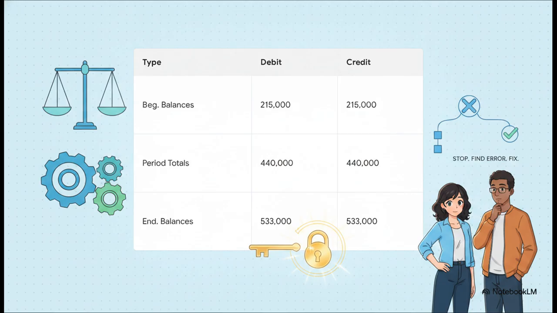Notice how the total beginning debit balances are $215,000, and they exactly equal the total beginning credit balances. During the period, we recorded $440,000 in total debits, perfectly matching $440,000 in total credits. And finally, our ending debit balances of $533,000 perfectly equal our ending credit balances. If these columns do not match, you stop. You do not proceed. You have to go back, find the error, and fix it.